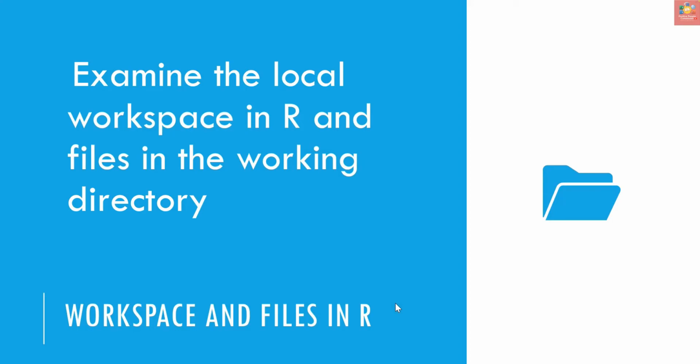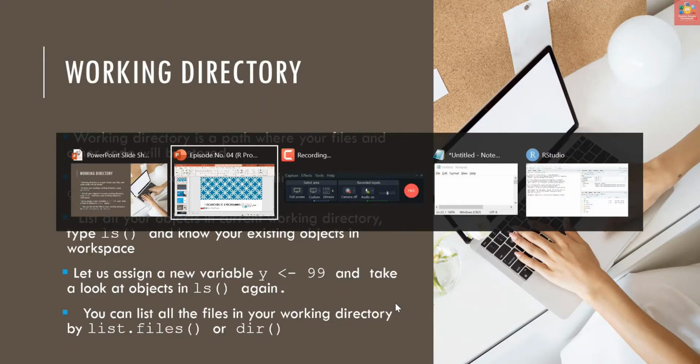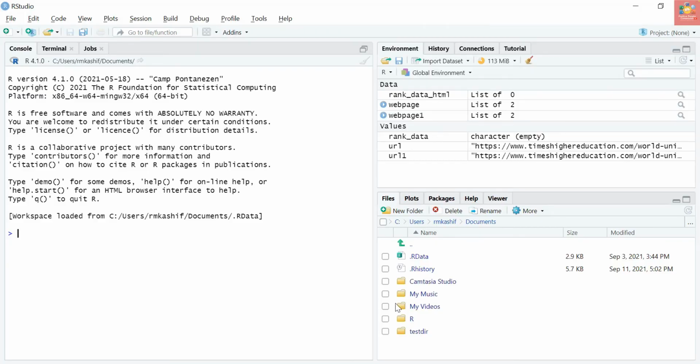First of all, let us look at what our workspace looks like. Let me go to RStudio so we can get hands-on examples as well. First of all, what is a working directory? It is a path where we store our files and other code. So what is our current working directory? To know our current working directory, we will type getwd.